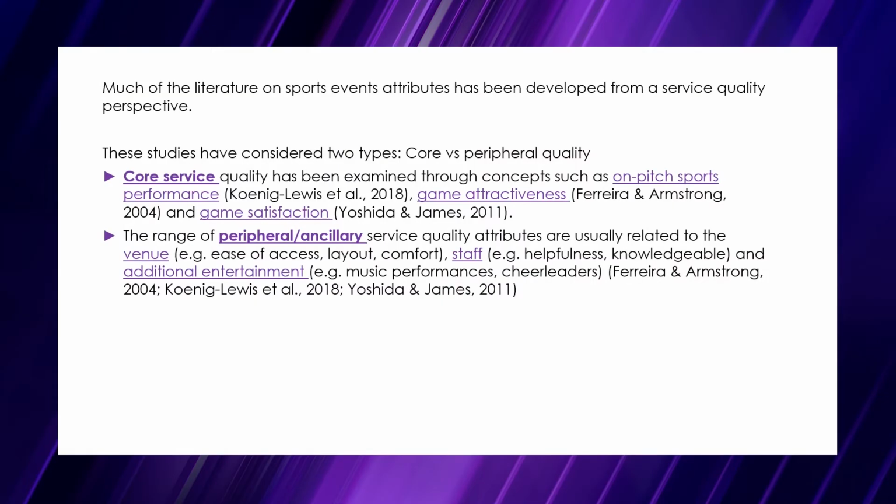You could then elaborate on each one, providing the necessary evidence to back up your claim. In this instance, you would refer to the various attributes related to on-pitch performance, game attractiveness, and game satisfaction as examples of core service quality, and the attributes related to venue, staff, and additional entertainment as key elements of peripheral quality. We have yet to categorize all the attributes in our initial list, so let's look at the remaining ones.